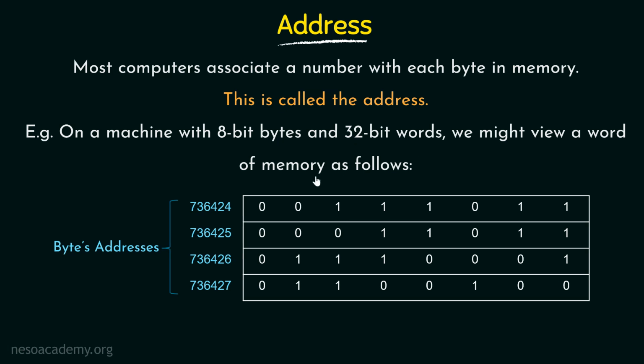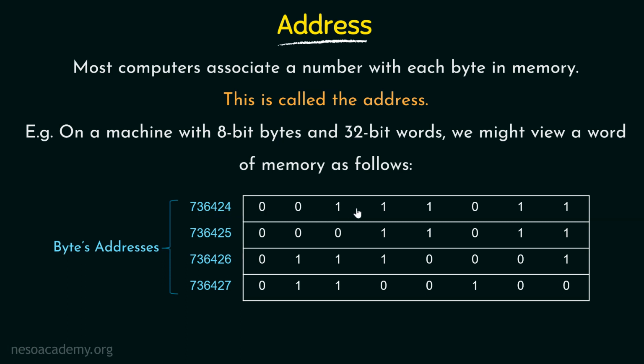Because of that, this whole thing will be viewed as one word. Why? Because here we have 1, 2, 3, 4, 5, 6, 7, 8. There are 8 bits, and this is equal to 1 byte. This entire thing is equal to 1 byte, and this is the address of that byte.